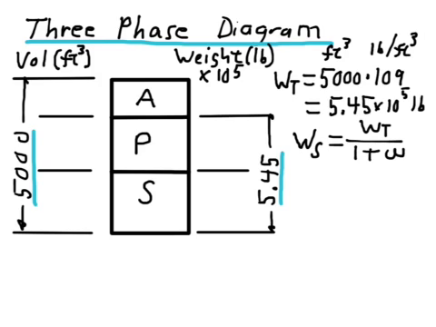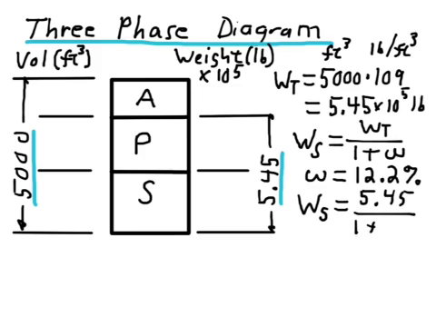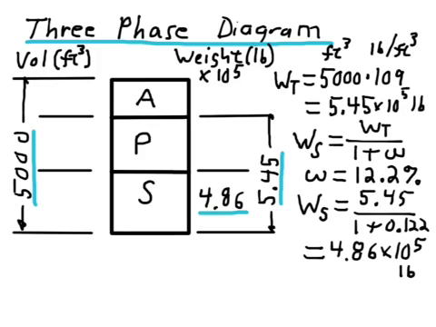Next, we have to compute the weight of the solids. We still have the same equation: the weight of the solids is equal to total weight divided by 1 plus the water content. In this case, we were given that the water content, or in this case, the petroleum content, was 12.2%. So the weight of the solids is simply 5.45 divided by 1 plus 0.122. Notice that I have to use the decimal form of the water content. So I calculate those numbers out, and that'll give me 4.86 times 10 to the 5th pounds, and I'll enter that in my phase diagram.